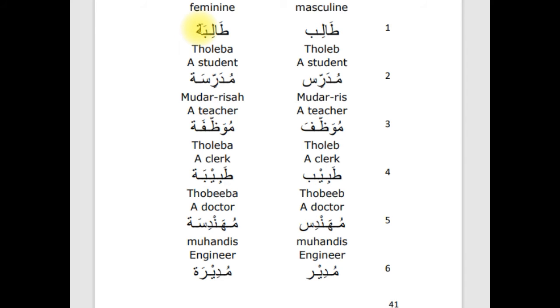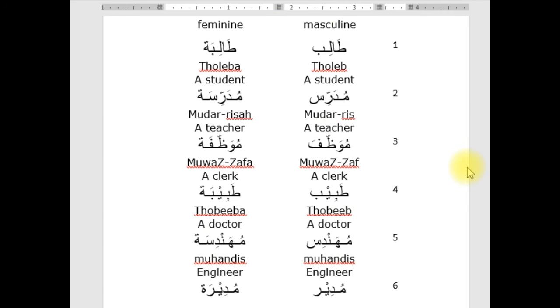Let's read. طالب, a student. طالبة, a female student. مدرس, a teacher. مدرسة. موظف, a male clerk. موظفة, a female clerk. طبيب, a male doctor. طبيبة, a female doctor.